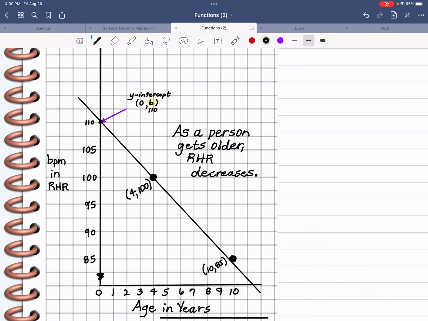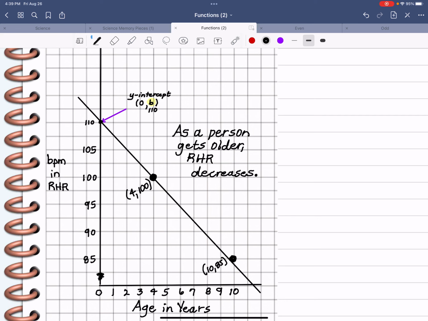And that would correspond to a newborn, a baby that has just been born, 0 years old. You could expect about 110 beats per minute. It's higher than that in utero. I actually think it's higher than that for an infant.